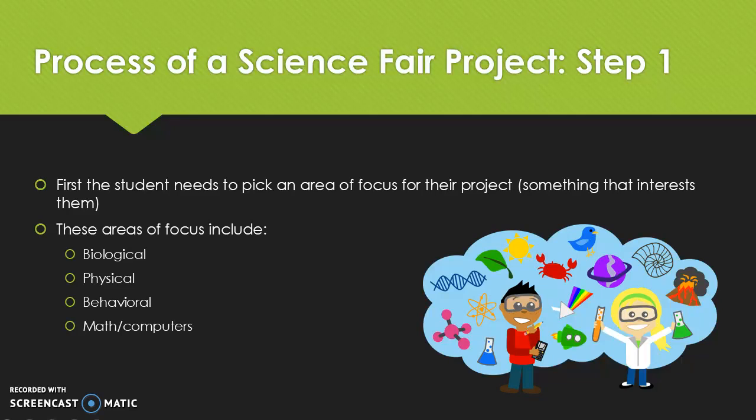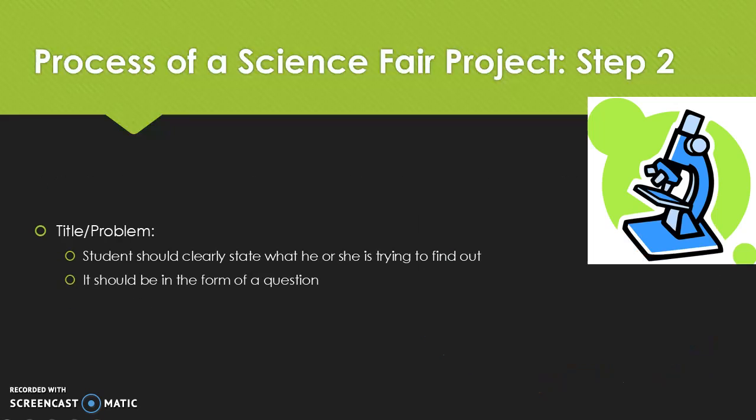Okay, step one of the process of a science fair project. First, the student needs to pick an area of focus for their project. These areas of focus include biological, physical, behavioral, and math and computers. So whichever one the student is interested in, I would have them choose that one.